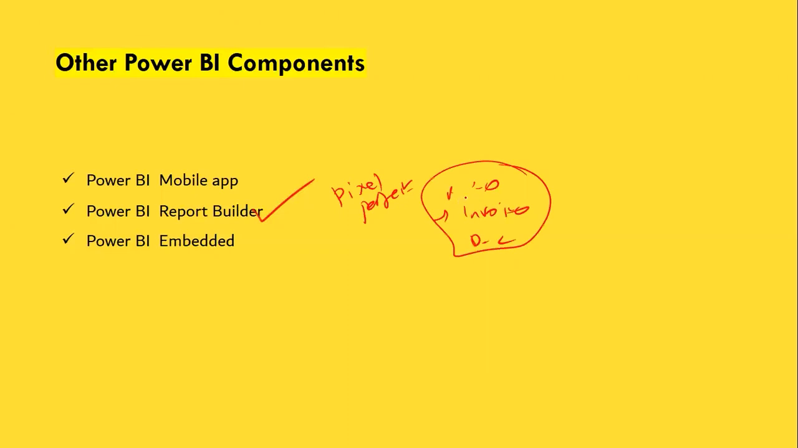So in order to print the required format, everything, right? Pixel perfect, you want the resolution to be pixel perfect, everything. In that case, you can go for Report Builder.